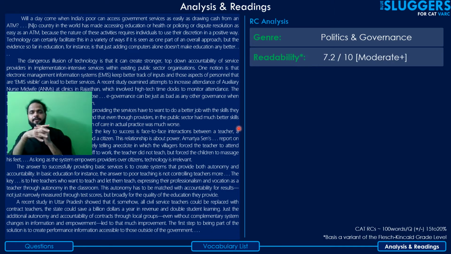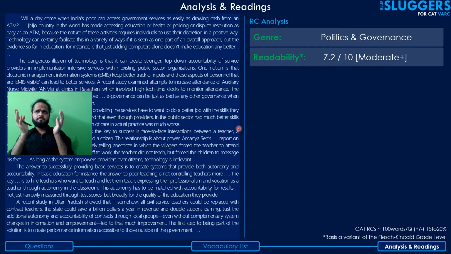Second parameter, readability. Readability is with respect to the passage, not the RC. When I say RC, I am talking about the passage as well as the questions. When I say passage, we're just talking about the passage. The readability score which is mentioned here scores the passage. It basically tells you how easy or difficult the passage was to comprehend.